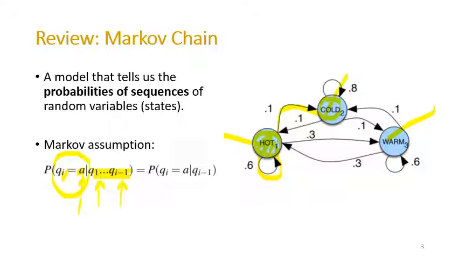Now the assumption of Markov chain or Markov model saying that the probability that today's weather is A only depends on the previous day or yesterday. So you don't need to care about the history from day 1, day 2, day 3 up to day I minus 2, but you only need to care about the previous day. So when you ask what is the probability that today's weather is hot, Markov model says that you only need to care about yesterday's weather.